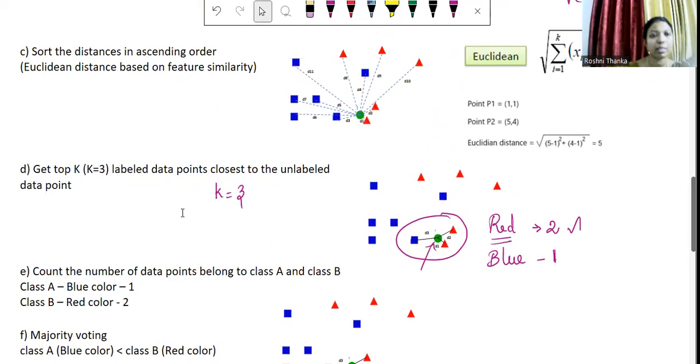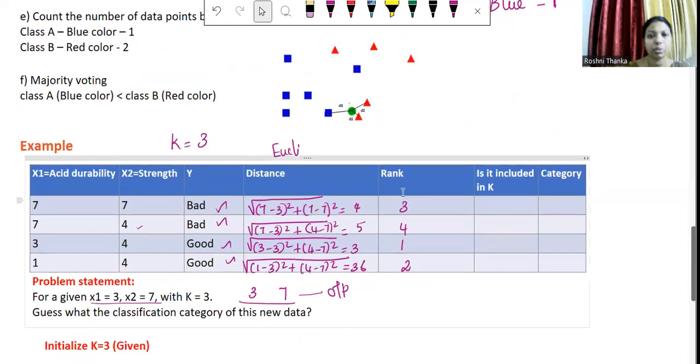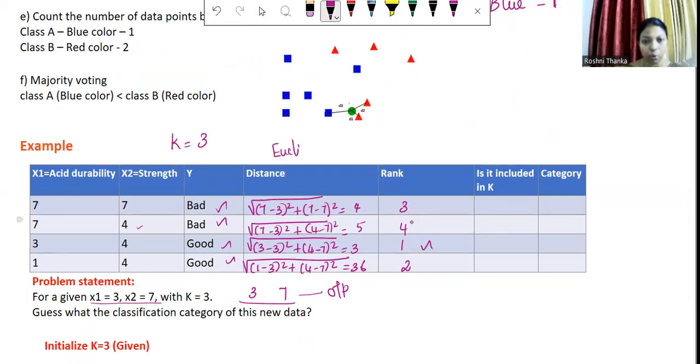Now here again we have considered the k value as 3, labeled data close to the unlabeled data. So out of 4, since the k value is 3, we are going to take the first 3 values. So what are the first 3? 1, this one, and this one. For these 3 values, we want to find the category to which they belong. So this value belongs to bad class. And this value belongs to good. And then this value again belongs to good.